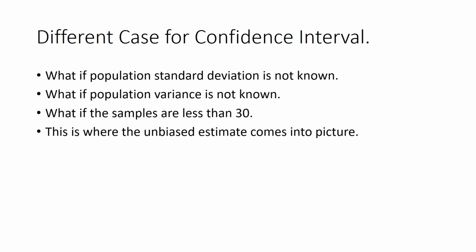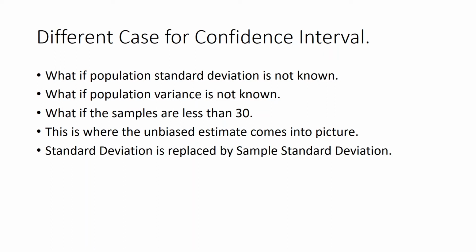This is where the unbiased estimate comes into the picture. The unbiased estimate I am referring to is the sample standard deviation. The population standard deviation is replaced by the sample standard deviation. Z statistic, Z test, Z score, whatever you call it, the Z statistic is replaced by the T test statistic. So instead of Z we use T.